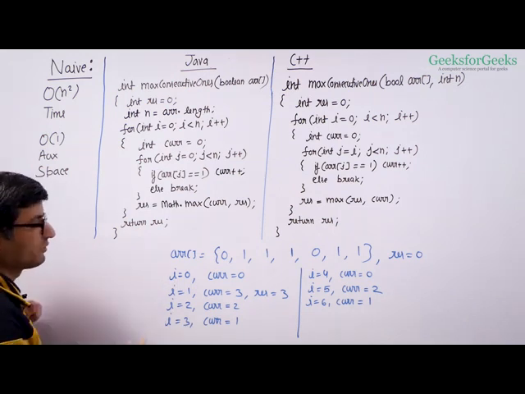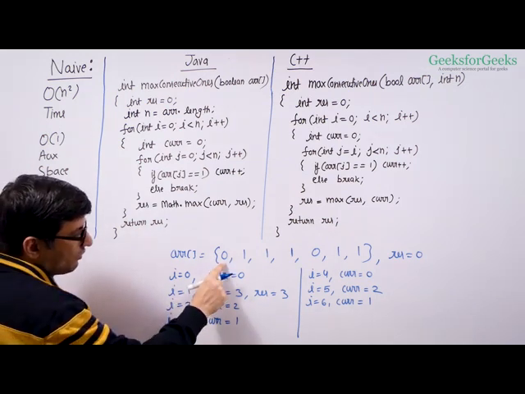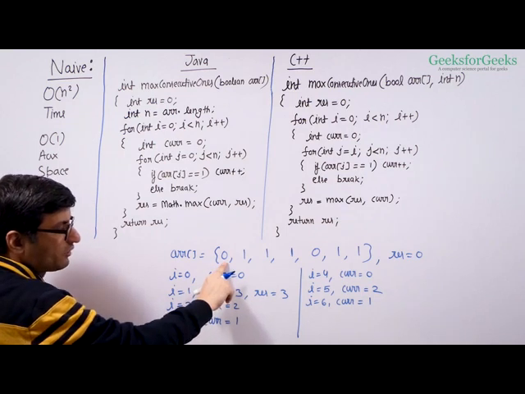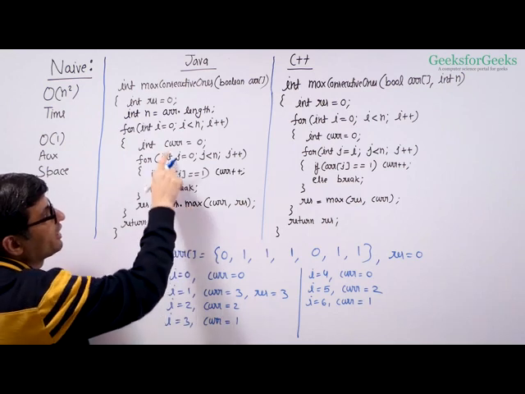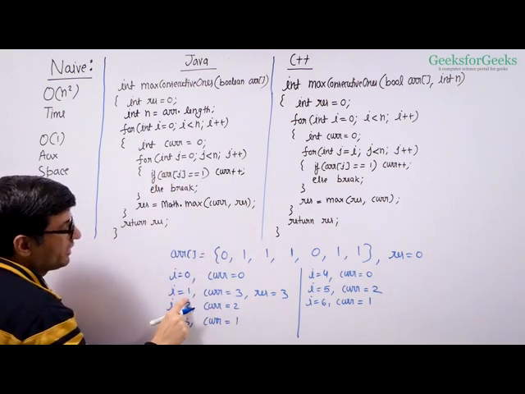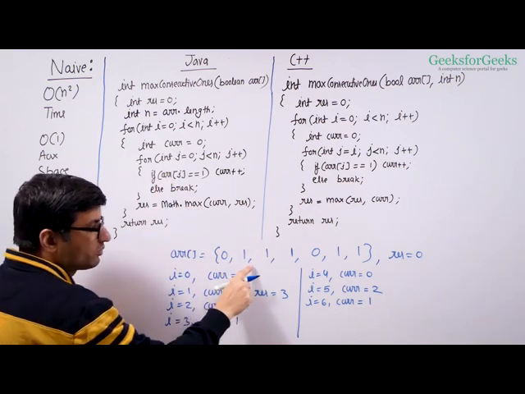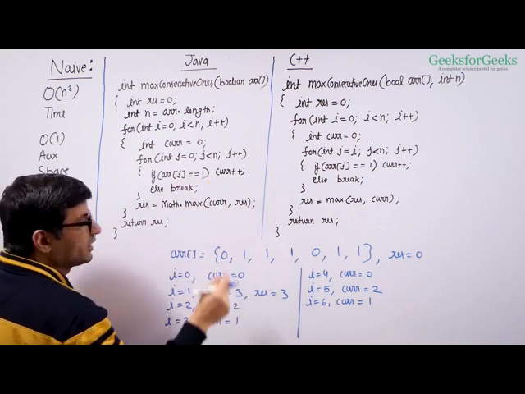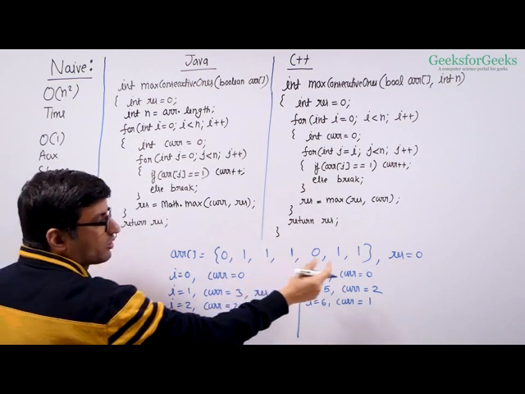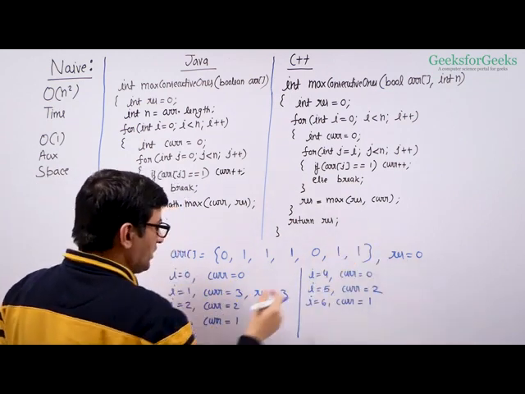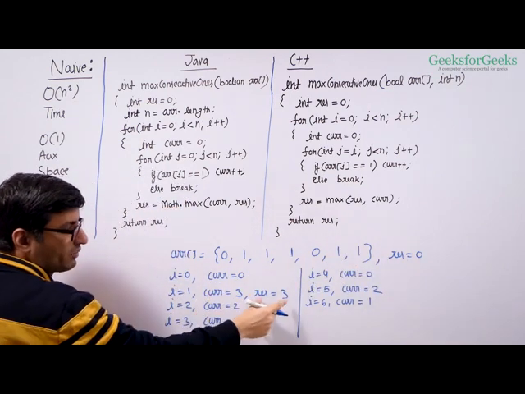Let's see how the solution works for this array. For this element, we will have current equal to 0 because it will come out of the loop immediately. For this element, i equal to 1, the inner loop will run 3 times and you will have the count as 3. And you will update the result also as 3 because current result is 0 and current count is 3.